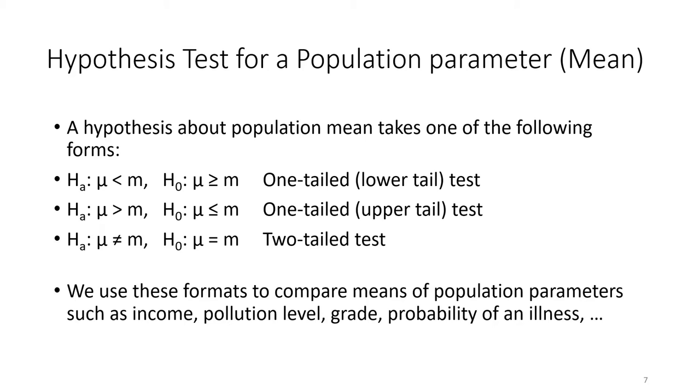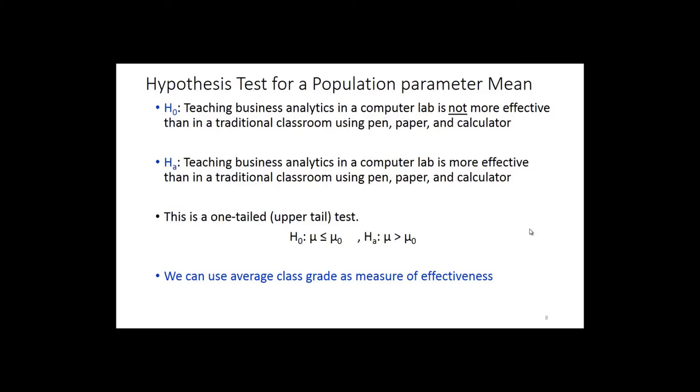And we can apply these hypothesis statements to the mean of any population, being about the people, about the revenue, sales, or any other factor. So one example to explain is this hypothesis. The null hypothesis says that teaching business analytics in a computer lab is not more effective than a traditional classroom using pen, paper, and calculator. The alternative hypothesis says that teaching business analytics in a computer lab is more effective compared to the traditional settings. This is a one-tailed test because we say that the computer lab setting is more effective.